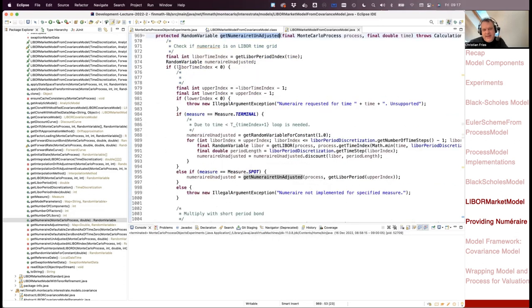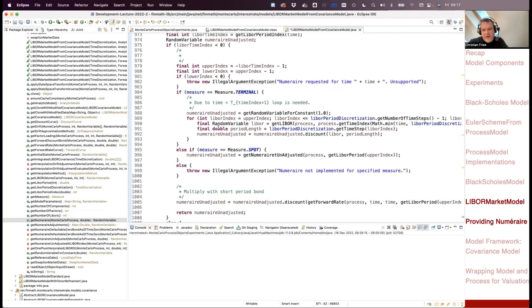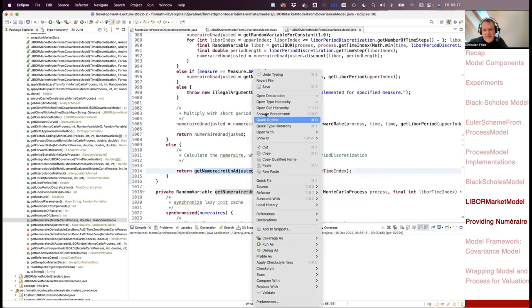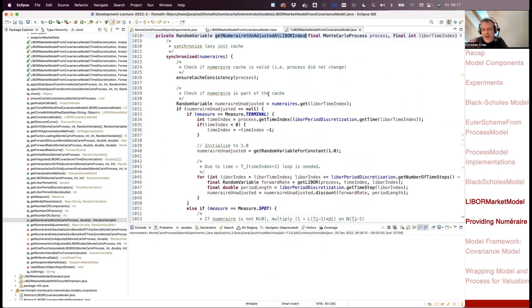So there is some stuff going on related to interpolation. Check if the numerator time is on our discretization grid, on our tenor time discretization grid. So this could be tenor time. If this is not the case, there's some stuff going on. If it is the case, there is some other method where we are on the grid. And this is now the guy where something is going on.